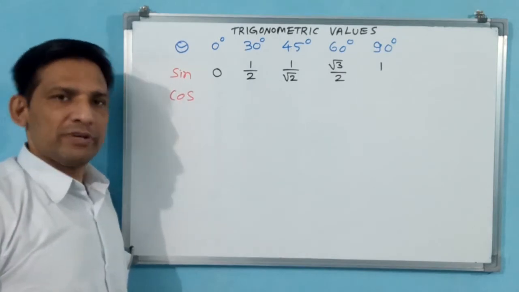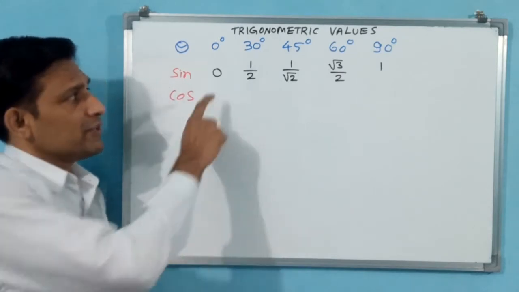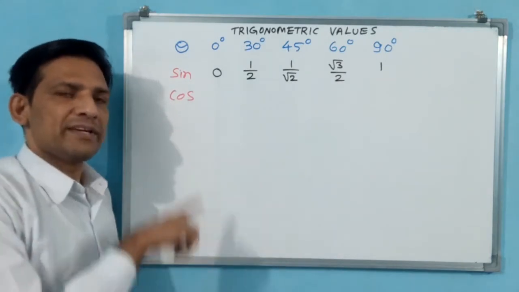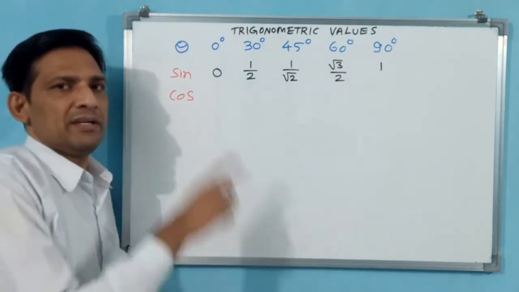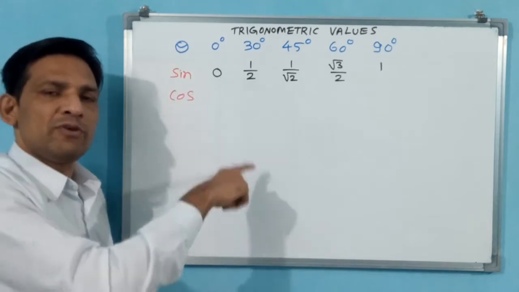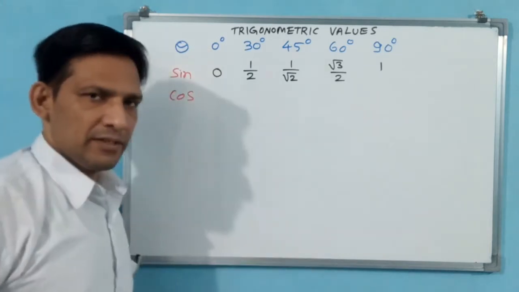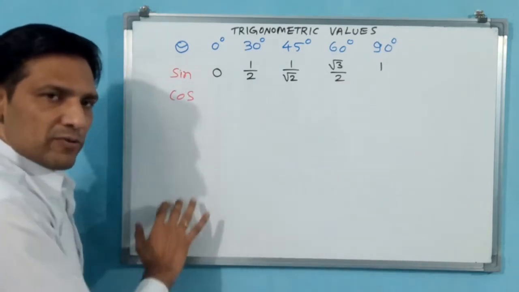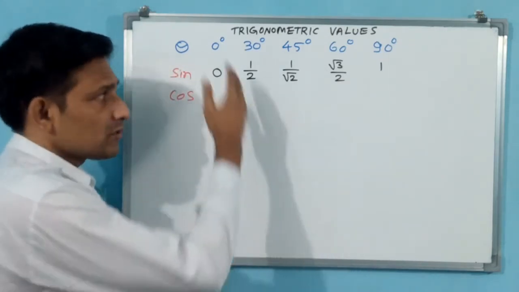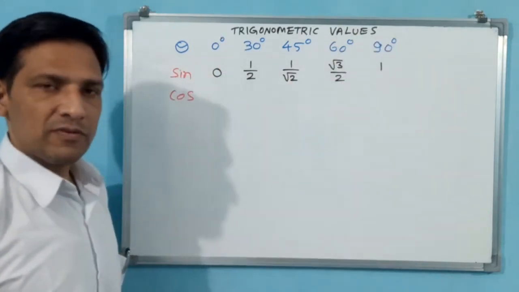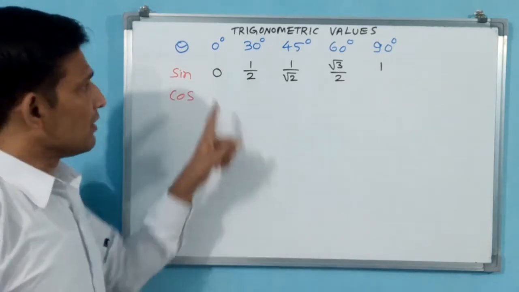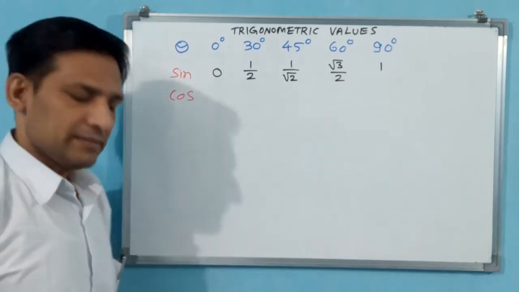Now I am going to explain. First, remember these 5 values: sin 0, 30, 45, 60, 90 are 0, 1 by 2, 1 by root 2, root 3 by 2, 1. If you remember these, then the remaining ratios follow: 6 ratios into 5 values, 30 values you can remember based on these 5 only.